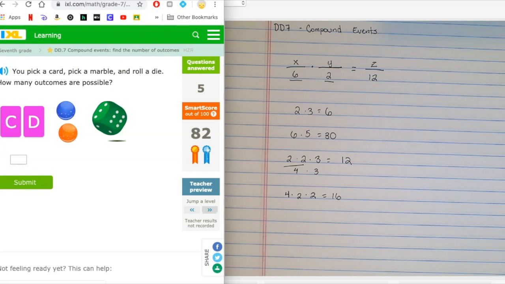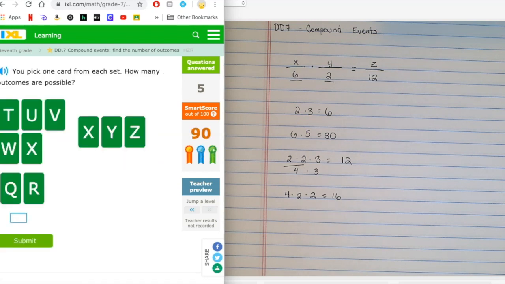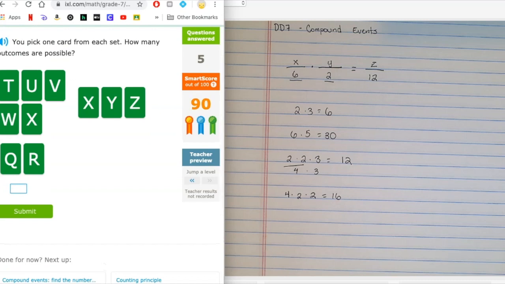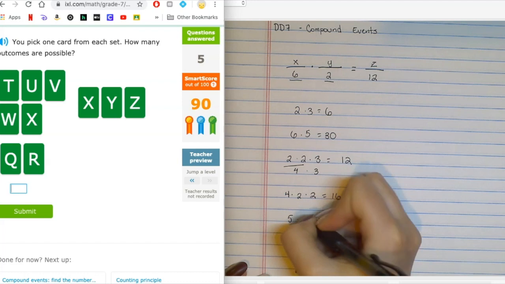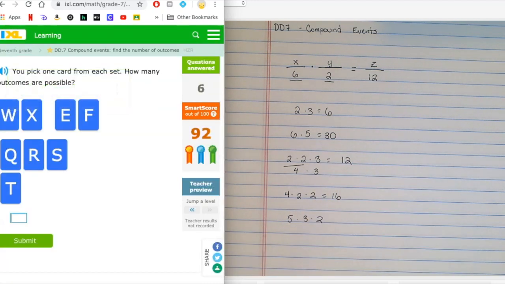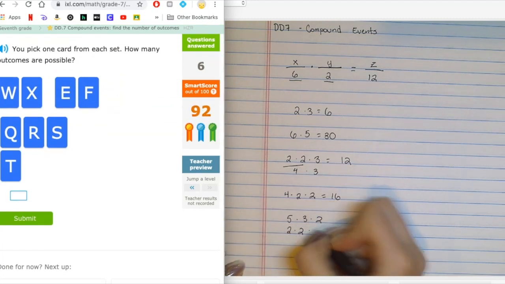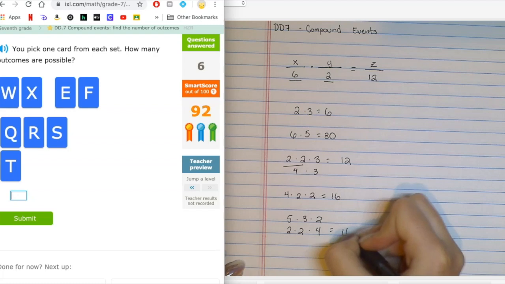Okay, let's see if we can jump up any higher to a challenge zone. It looks like they're separating this Q and R into its own set. 5 times 3 times 2 is 30. Is that all it is? Awesome. 2 times 2 times 4 is 16.